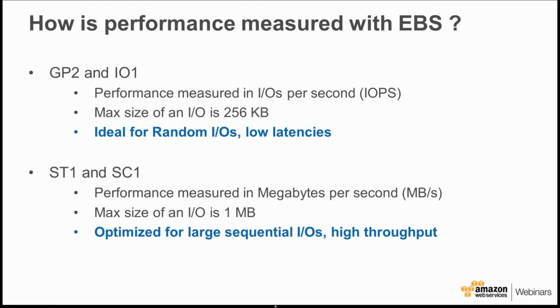Again, GP2 and IO1 on the slide, ideal for random IOs with low latencies. And ST1 and SC1 are optimized for large sequential IOs with high throughput.